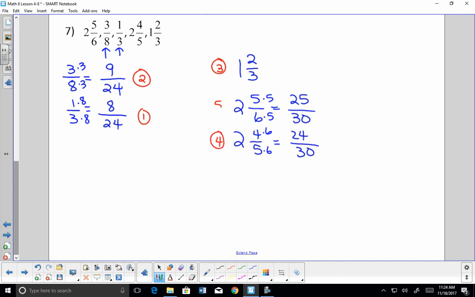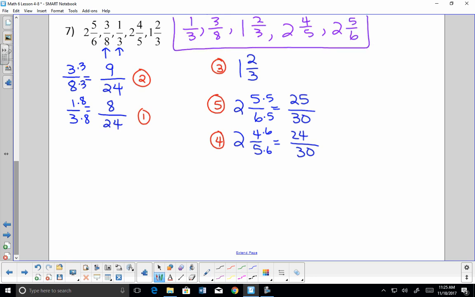Now, writing them back in their original form, the smallest is 1/3, my second smallest is 3/8, my third smallest is 1 2/3, my 4th smallest is 2 4/5, and my largest number is 2 5/6. And that is ordering them from smallest to largest. Notice how we really only had to compare 2 pairs of fractions because we were just looking at the mixed numbers and making sure that we were comparing them equally at the same time. Okay, comparing fractions just requires you to make a common denominator and then make an equivalent fraction.